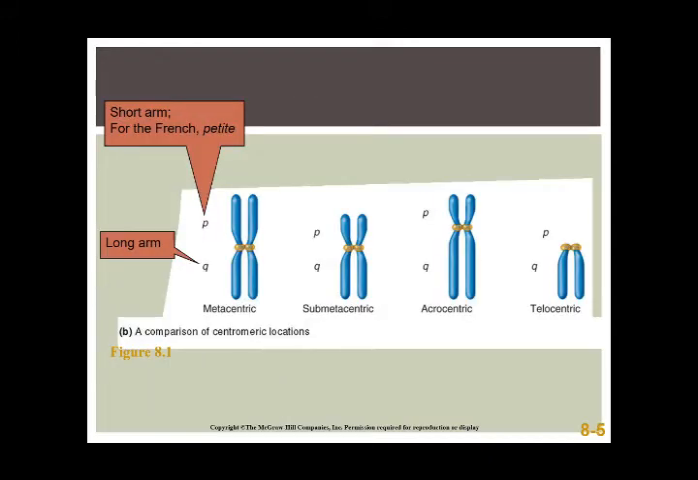So this is how a chromosome looks. You have the P arm and the Q arm. P is the short arm, Q is the long arm. And then in between them you can see the centromere. Centromere position determines the shape of the chromosome. You have metacentric, submetacentric, acrocentric, and telocentric.